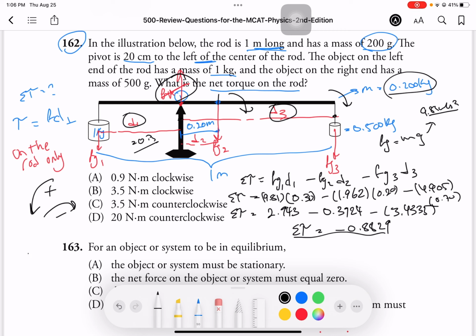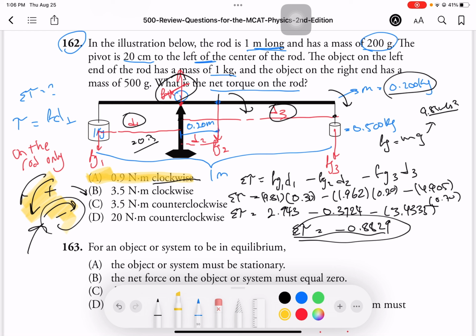Here it's very important to look at what you've identified as negative and positive. We said that going in this direction, which is clockwise, is going to be negative, and going counterclockwise is positive. So we got a negative answer. We have 0.9, which is very similar to this, and it's clockwise because we identified negative as being clockwise. So here is going to be your answer. The answer for this question is A.